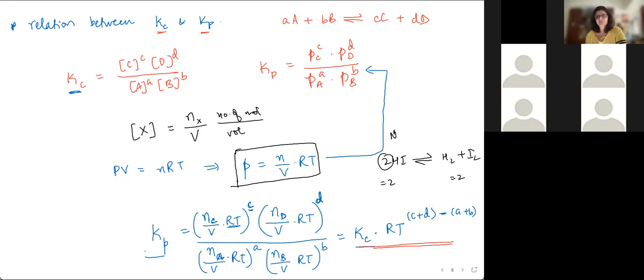If I take ammonia production, N2 plus 3H2 gives 2NH3. In that case, delta N will be product side, there's 2 moles. Reactant side, there's 1 plus 3, 4 moles. So it's going to be 2 minus 4, minus 2.